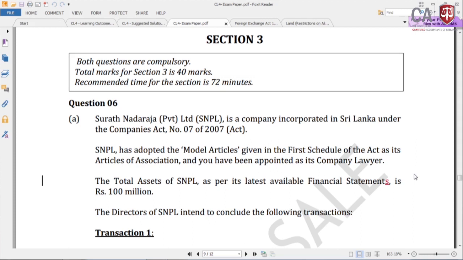Now, question 6. Surat Nadaraja Private Limited is a company incorporated in Sri Lanka under the Companies Act 7 of 2017. SNPL has adopted the model articles given in the first schedule of the Act as its articles of association, and you have been appointed as the company's lawyer. The total assets of SNPL as per its latest available financial statement are 100 million rupees. The directors of SNPL intend to conclude the following transactions.